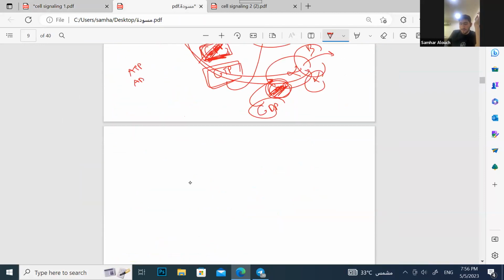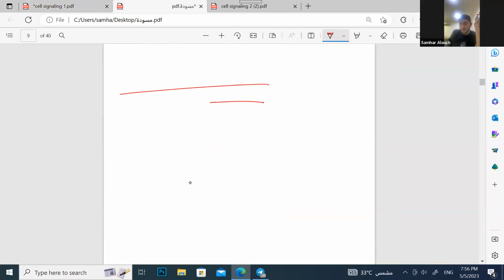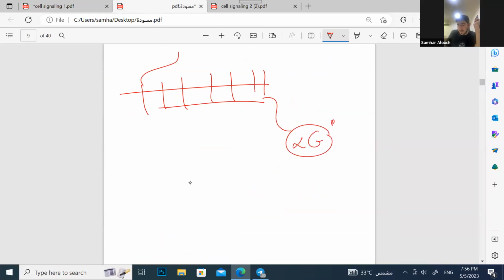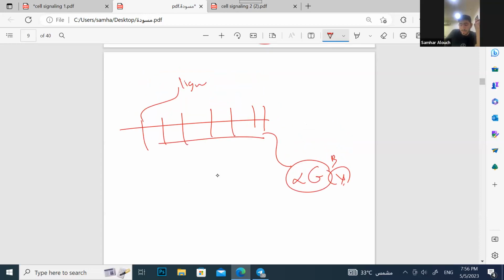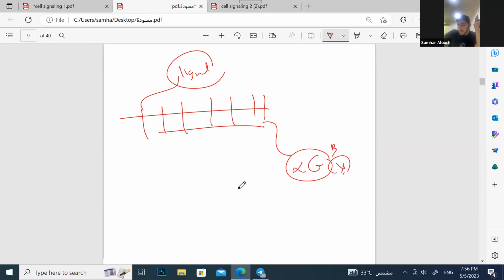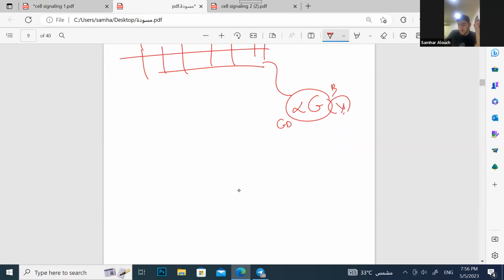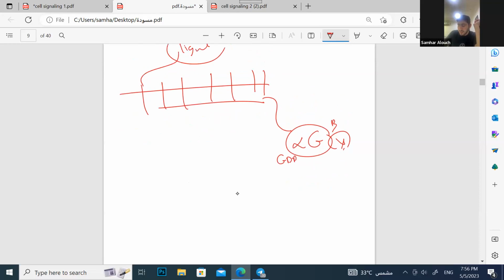So as I said, we have the membrane, we have the seven helical structure, N-terminal, C-terminal, and the G protein has alpha and beta and gamma in it. Once the ligand binds to the N-terminal, this G alpha has GDP on it. Once the ligand binds, this GDP becomes GTP, and alpha gets dissociated from beta and gamma, and so we have G alpha with GTP, active.